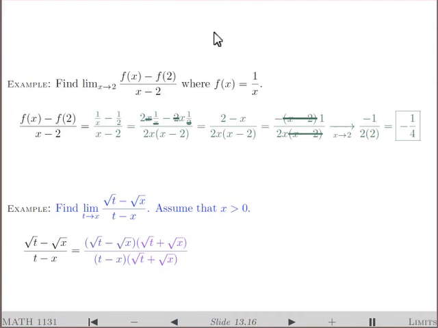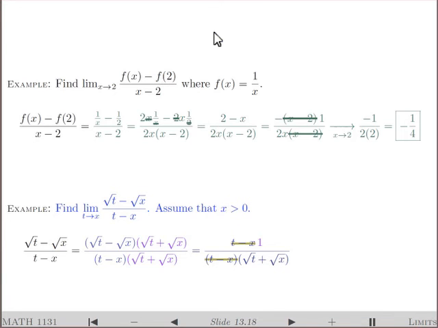If I multiply that out, or if I just use the factorization formula, I see that it's root t quantity squared minus root x quantity squared, or t minus x. So now we can reduce this fraction by cancelling the t minus x's. I get 1 over root t plus root x.